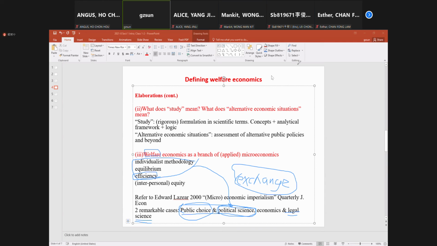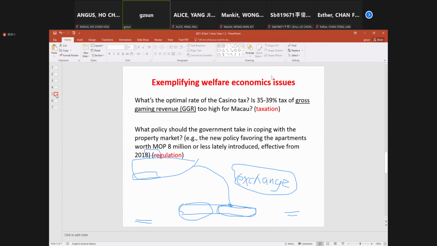And before you go, let me summarize. We still have some examples. We have already looked at taxation, regulation. You can read it by yourself. I will not repeat it. One particular point is about how to control the housing market booming problem in Macau. This is a new policy introduced by the Macau authority a couple of years back. And this is one way to regulate the property market.